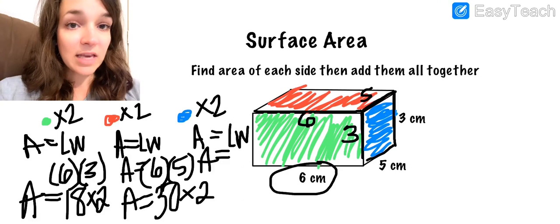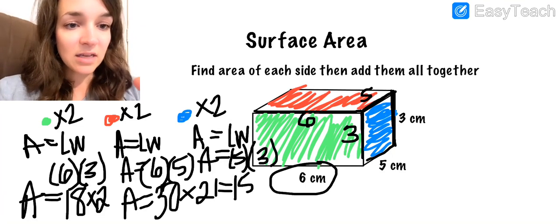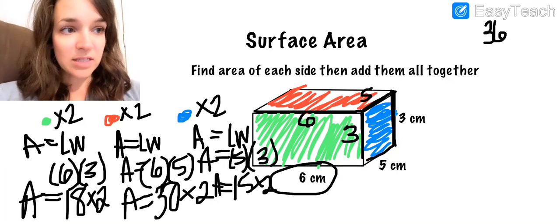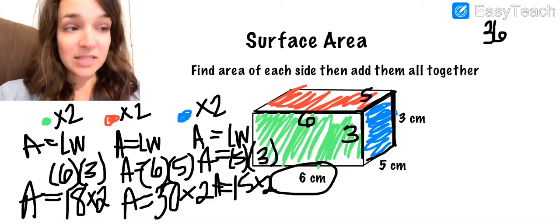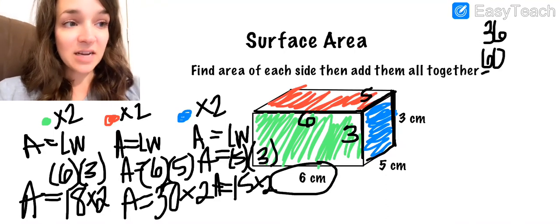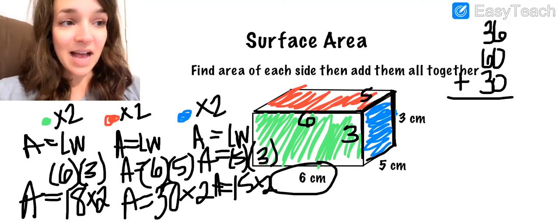Okay, so then let's look at the last one, which is the blue, and that one's clearly labeled. So we've got a length of 5 and we've got a width of 3. So we're going to plug in our 5 and our 3, and that's going to give us 15 times 2. So now we've got 18 times 2, which was 36. We've got 30 times 2, which is 60. And we've got 15 times 2, which is 30. So now I just have to add those together.